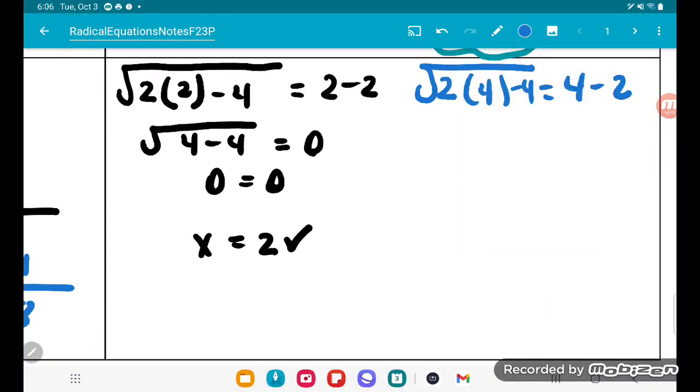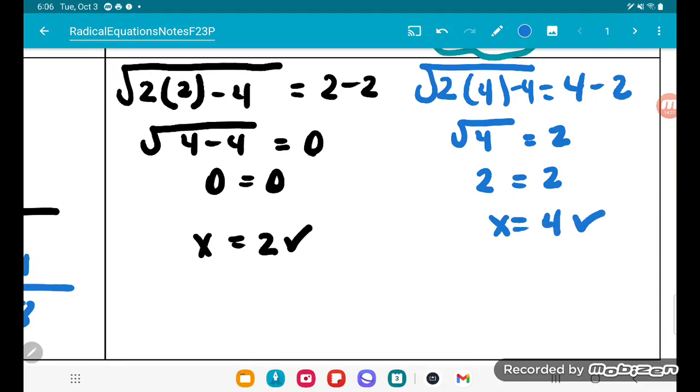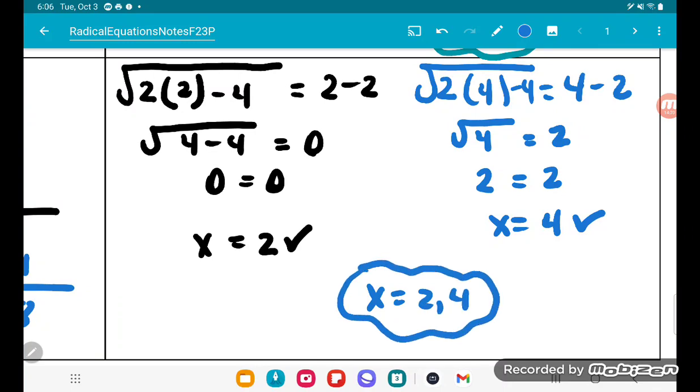On the right side, 2 times 4, so 8 minus 4 is 4. 4 minus 2 is 2. The square root of 4 is 2. Yes, 2 equals 2. So this one has two answers: x equals 2 and x equals 4.